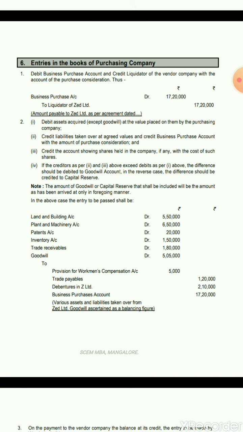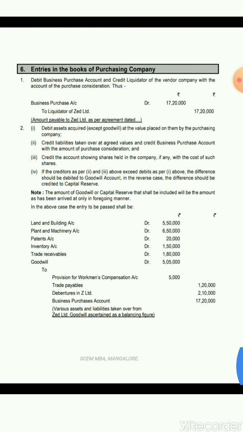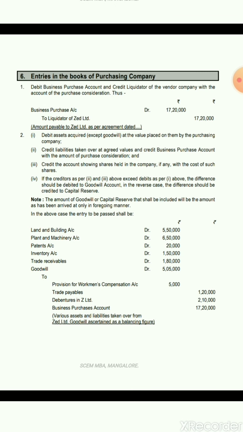So what are the entries we pass in purchasing company's books? See the first entry, which is business purchase account debit to liquidators of Z Limited. So liquidators of selling company. So business purchase account debit to liquidators of selling company. So the total amount of purchase consideration is 17,20,000, which is already being calculated.